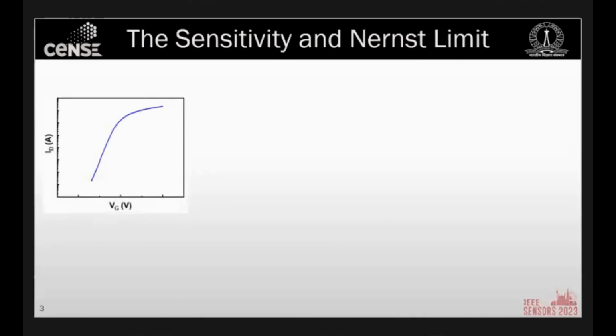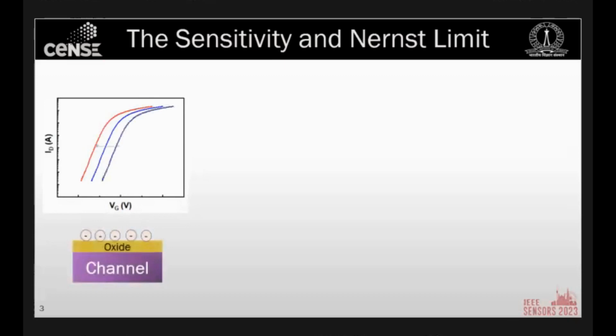So if you have a device with a transfer characteristic like this, the moment you introduce an acidic medium, it will protonate and left shift, and in an alkaline medium, it will deprotonate and right shift. In this case, the sensitivity would be the shift in gate voltage per unit pH, and this is the voltage sensitivity of an ISFET.